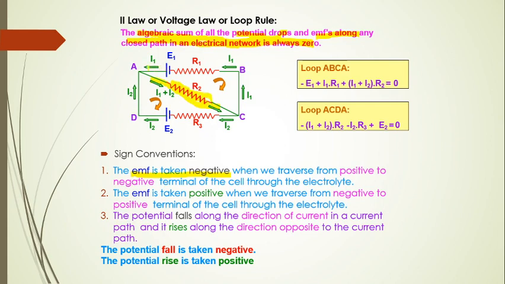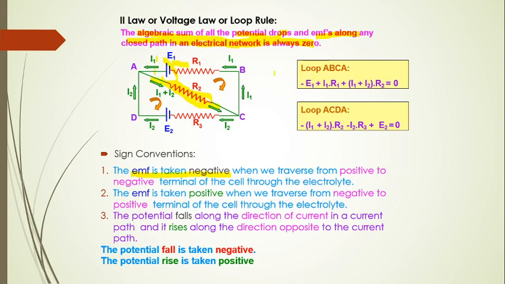EMF का क्या करना है, in a closed loop, when we are going from the positive terminal to the negative, it is taken as negative. And if we move from the negative terminal to the positive terminal, it is taken as positive. This is the sign convention used while analyzing or using this loop rule.